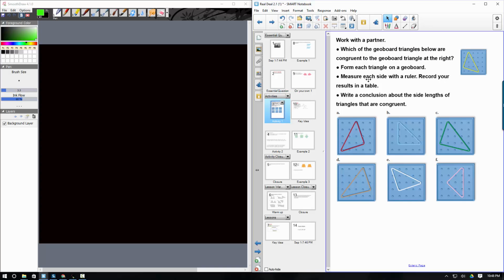The first thing we're going to look at is these geoboards, and it says here, work with a partner and look at these various geoboards, and form each triangle in a geoboard and then measure each side with a ruler and record your results in the table. And what conclusions about the side lengths of triangles that are congruent? Well, as you start measuring these things, it's kind of hard on diagonals, but I'll teach you a way later on how to solve this.